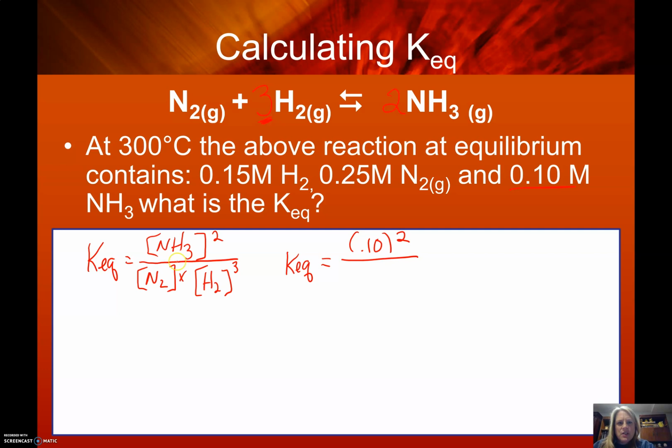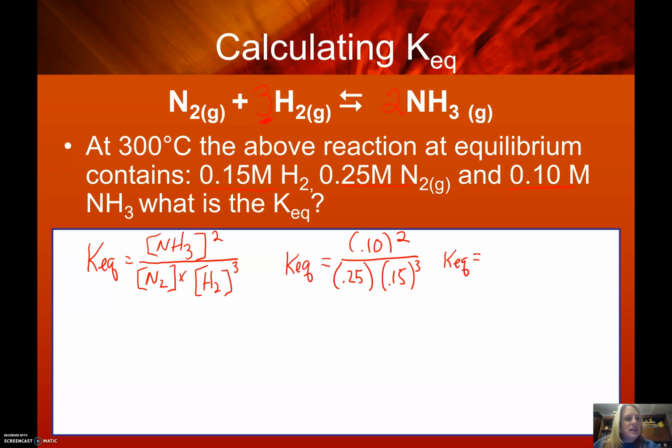On the bottom, N2, so we got to find our N2. There it is, 0.25. This one's not squared, so that's cool. It's just 0.25. And then we got to find our hydrogen, which is right here. So 0.15, and we're going to cube that value. All right, so now it's just a matter of doing math, right? You just plug stuff into your calculator and you're good to go.